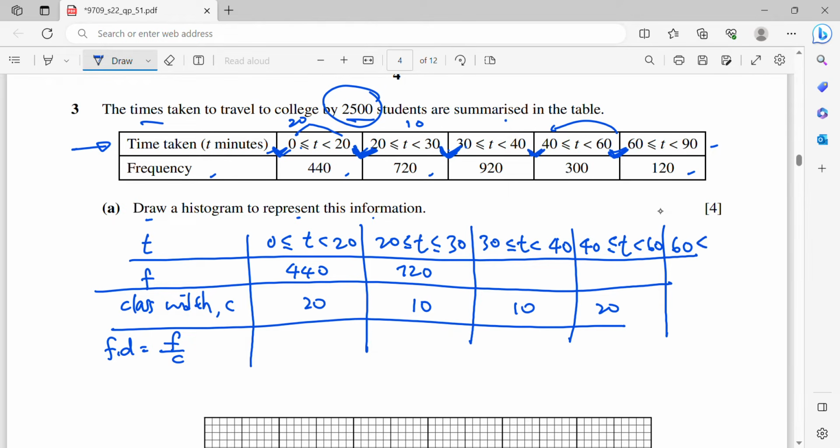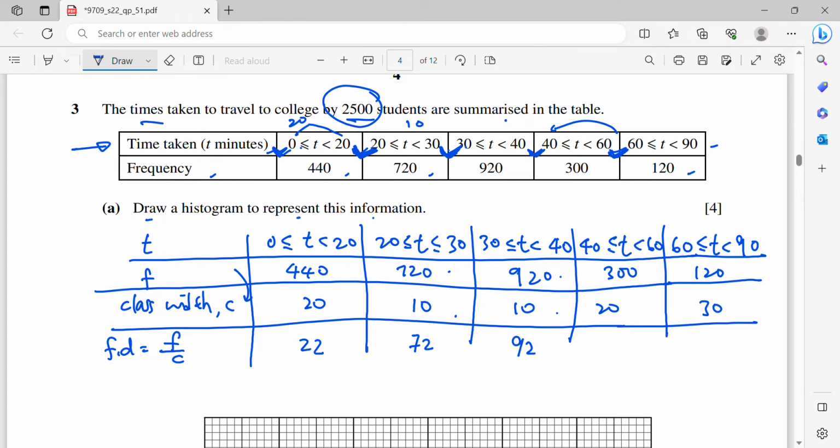And then from 60 to 90, it will be 30. Alright, so now I will rewrite the rest of the frequencies. So now the frequency density is frequency over class width. So 440 over 20, you will get 22. Then 720 over 10, it will be 72. 920 over 10 is 92. 300 over 20 is 15. 120 over 30, it will be 4.